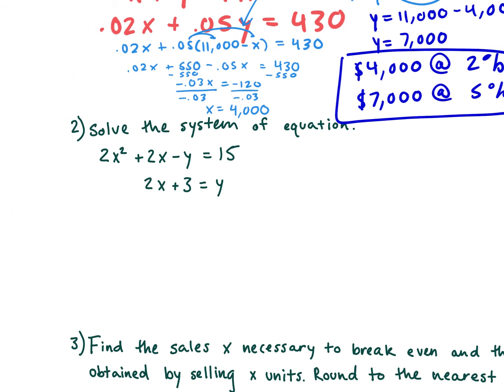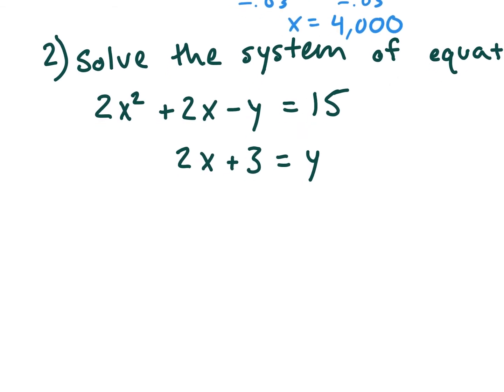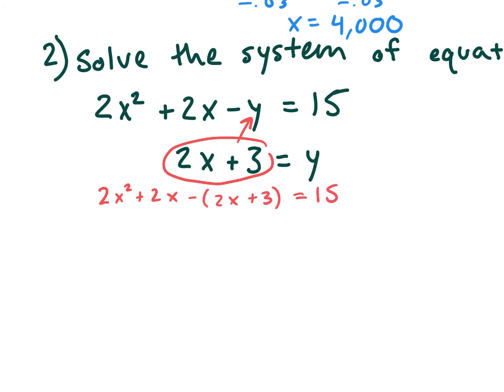Solve the system of equations. So how would I solve this? I'm using substitution here. Because I have an x squared, I have to use substitution. Y is already solved, so I'm just going to plug this into y. So I have 2x squared plus 2x minus 2x plus 3 is equal to 15.